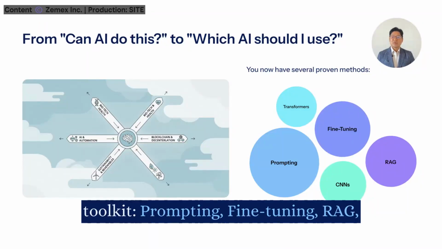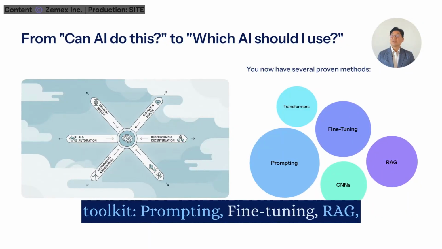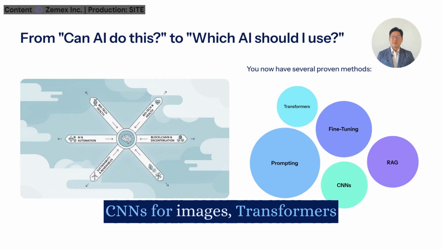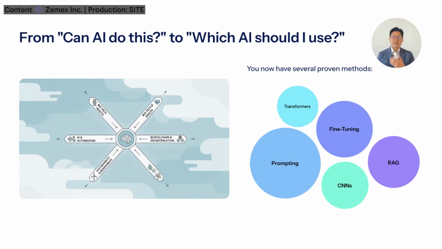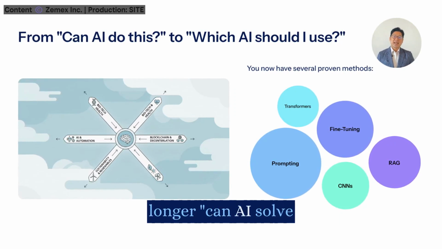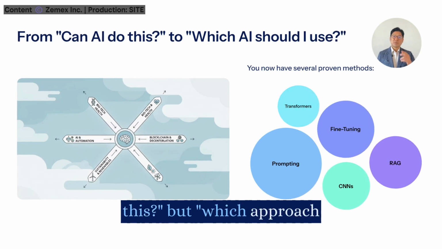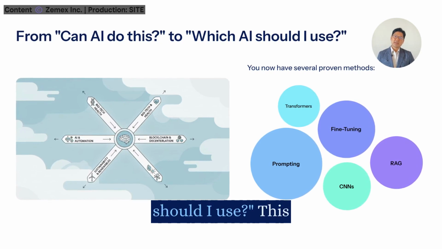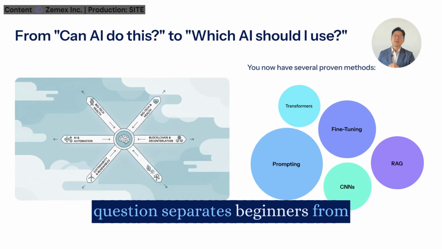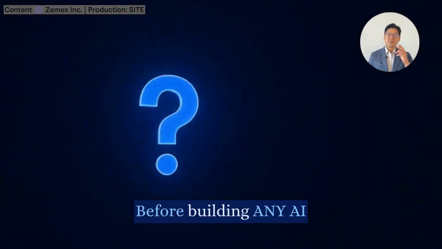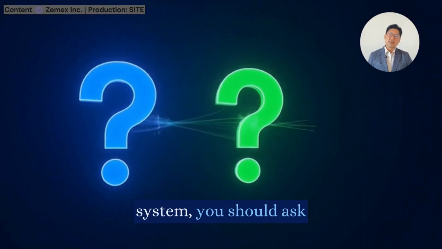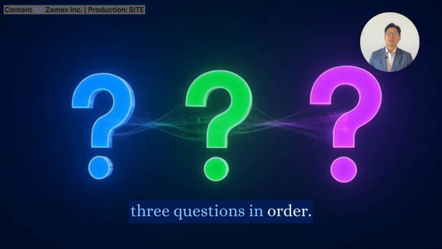You now have a toolkit: prompting, fine-tuning, RAG, CNNs for images, transformers for language. The question is no longer, can AI solve this, but which approach should I use? This question separates beginners from practitioners. Before building any AI system, you should ask three questions in order.